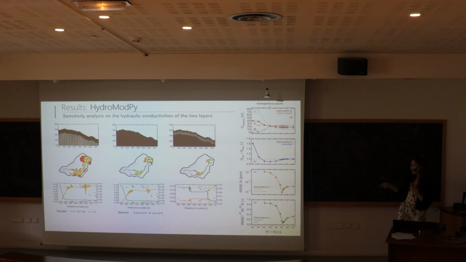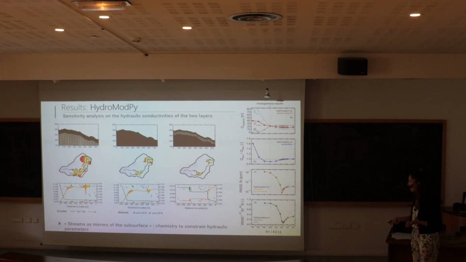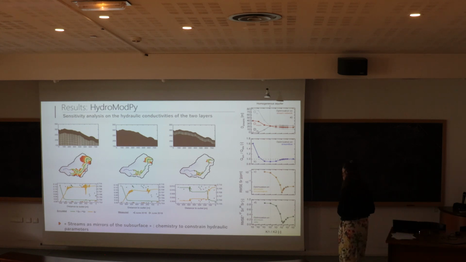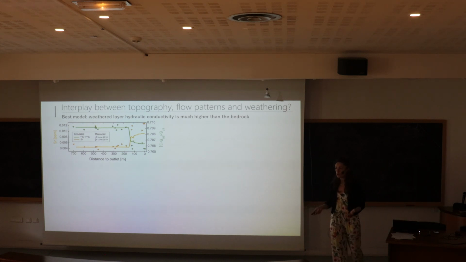Okay, so we actually see that if streams are mirrors of the subsurface, we can indeed use the chemistry of the river to constrain the hydraulic conductivity of a catchment. All right, and now we say that we are able to calibrate a steady state. Okay, that's interesting enough. But also, now what do we learn?